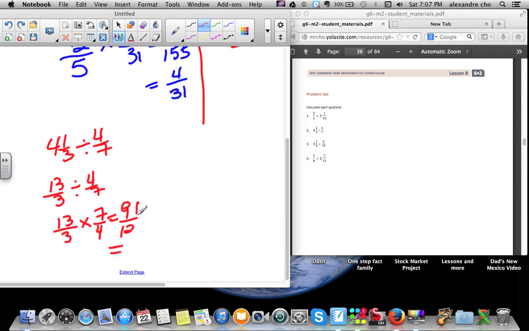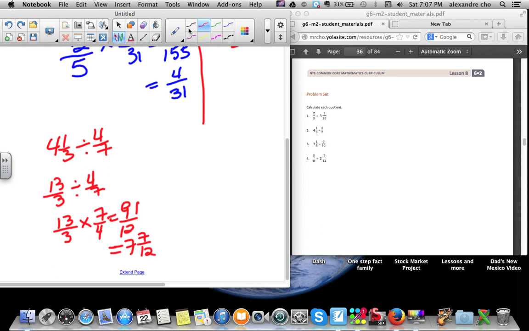I can do 12 goes into 91 8 times, which is 96. No. 7 times, which is 84. 12 goes into 91 7 times, which is 84. And you have 7 left over 12. That's the problem with changing into multiplication. A lot of times it becomes an ugly improper fraction.